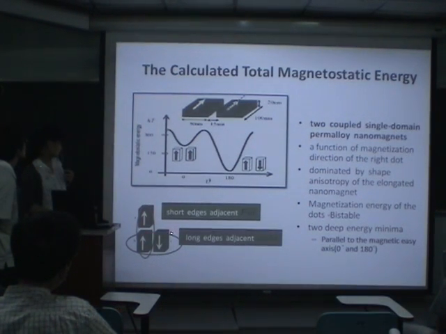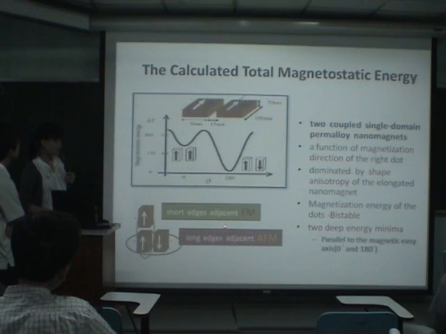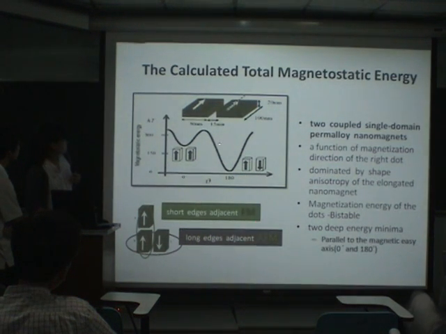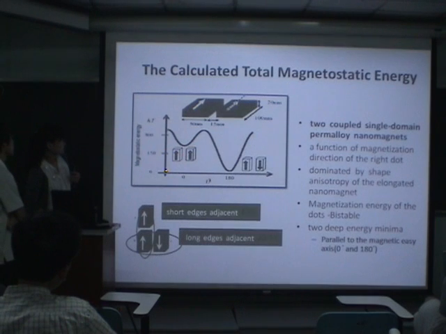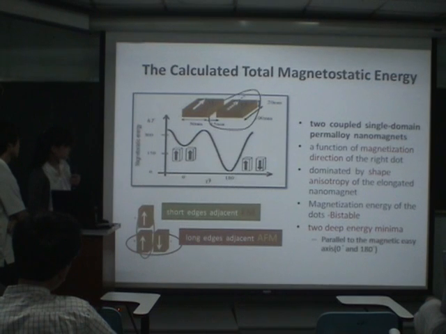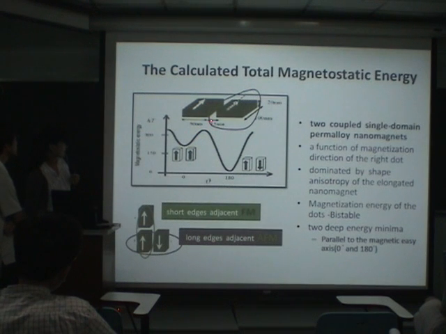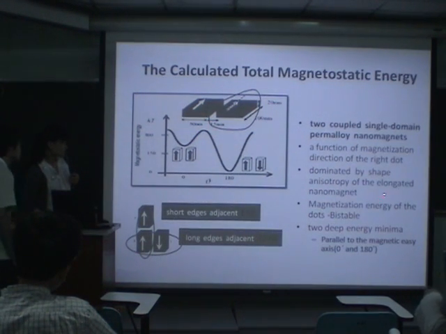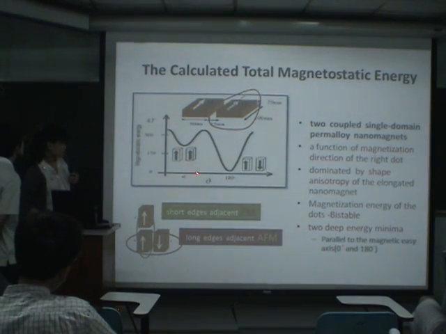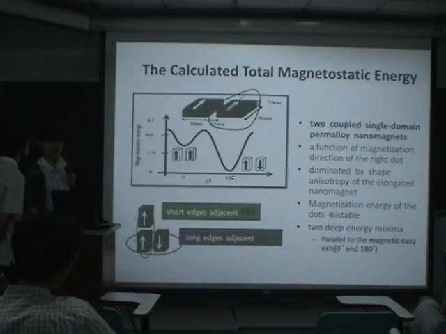In this picture, we can see that where the short edges are adjacent, they become ferromagnetically coupled. And if their long edges are adjacent, they become anti-ferromagnetically coupled. So the magnetostatic energy is a function of the magnetization direction of the right dot, and is dominated by the shape anisotropy of the elongated narrow magnet. The magnetization energy of the dots is bistable, so they have two energy minima, and their direction is parallel to the magnet's easy axis. One is 0 degrees, and the other one is 180 degrees.